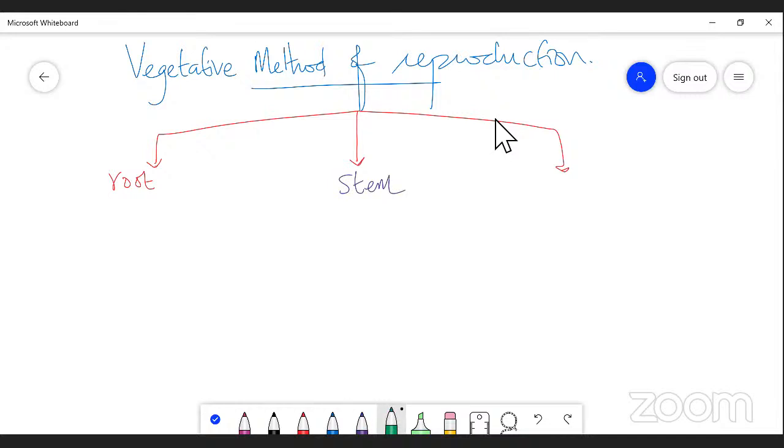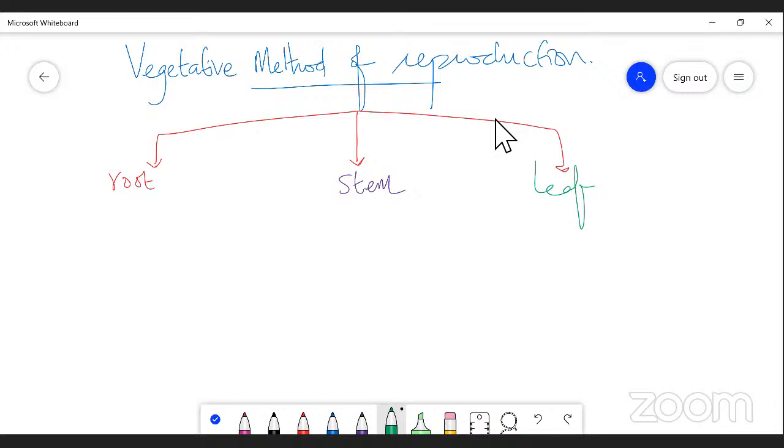The third category is from leaf. So root, stem, and leaves are the vegetative organs of the plant, from which an organism reproduces its next generation. It may be from the root, from the stem, or from the leaf. This is called a vegetative method of reproduction.